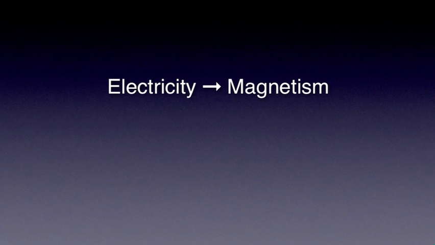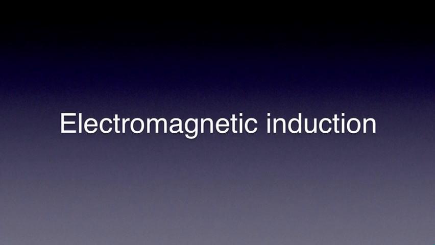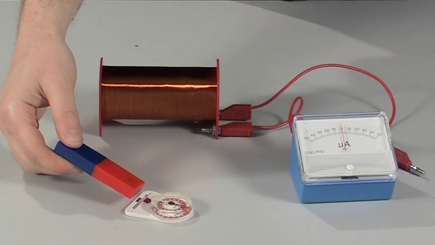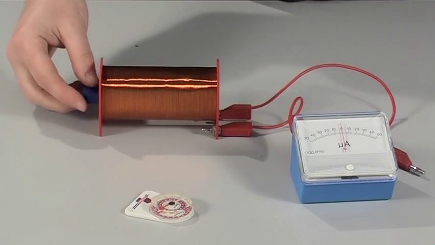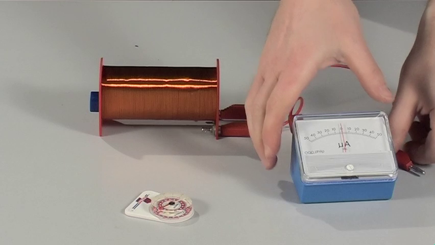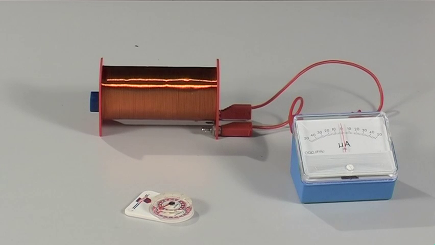Oersted's discovery shows that electricity can be used to create magnetism. The next logical step is to investigate whether magnetism can be used to produce electricity. There are a couple of obvious ways of trying to produce electricity using a magnetic field. First, we can place a strong magnet into a coil and try to see if an electric current is generated in the circuit of the coil. The ammeter does not show any current.